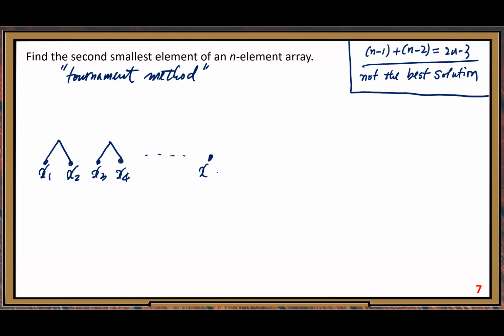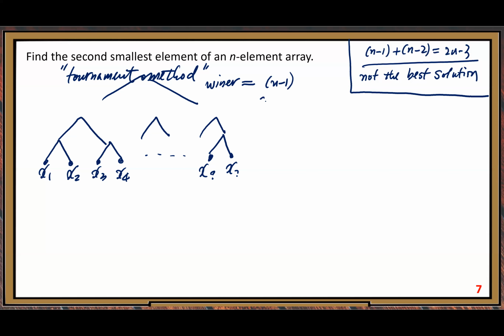X some number, based on even or odd. So we organize the first round, the second round, and so on. And the last round, the final winner. To find the winner, we need n-1 comparisons.